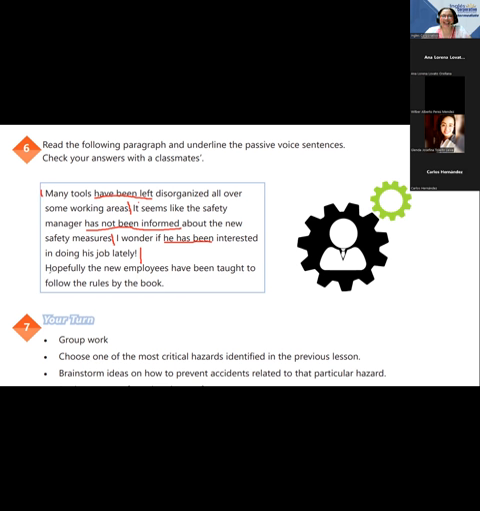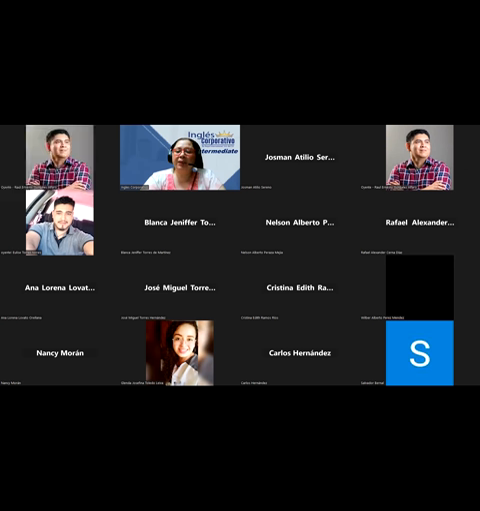Let's read the next one and let's see if it is in the passive voice. The new employees have been told to follow the rules by the book. All right. So, have been told and then we finish, right? Then we have 1, 2, 3, and 4 sentences in passive voice. The whole paragraph is in the passive voice, right? Okay, people, I think we covered all the material, even though this was in a group work, but we have done a lot of exercises that I think helps better, okay?